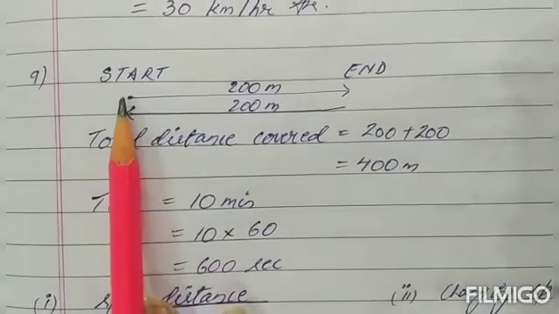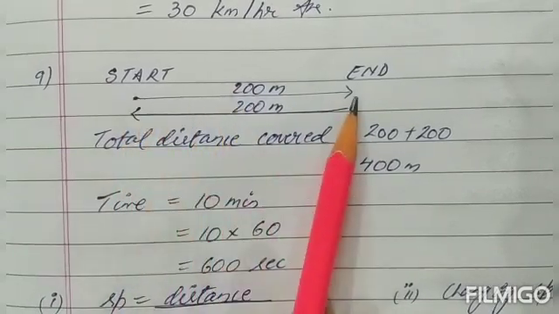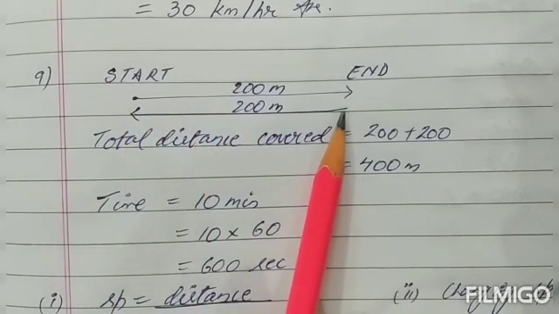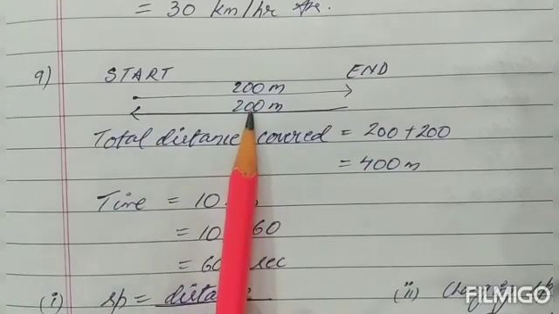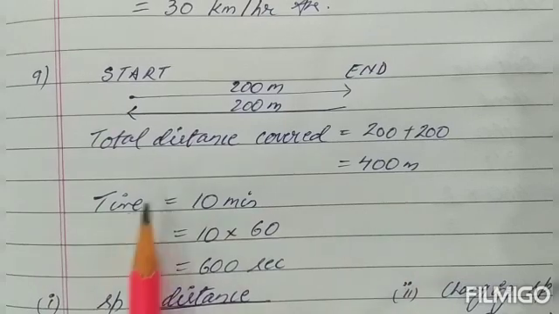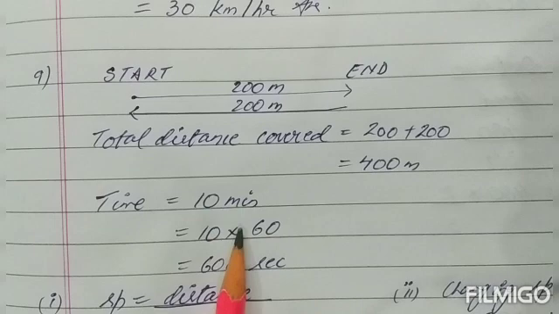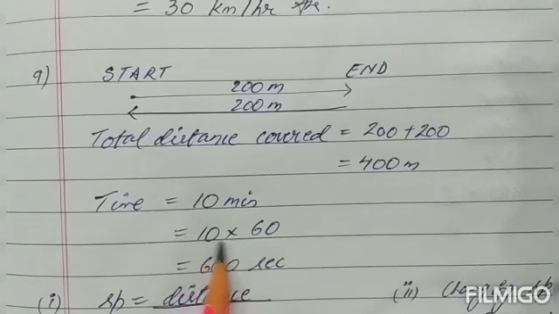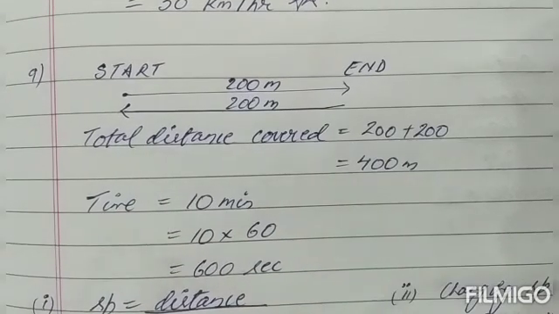Now if I write as the start point and the end point, children, he is swimming and going 200 meters till the end point, and then again he is swimming back and coming to the starting point. So the total distance is 200 plus 200, which is 400 meters. And the total time he is taking in swimming, going and coming back is 10 minutes. Now because the time is given in minutes, we are going to convert it into seconds by multiplying it by 60, because 1 minute is equals to 60 seconds. That means total of 600 seconds has been utilized in covering a distance of 400 meters.